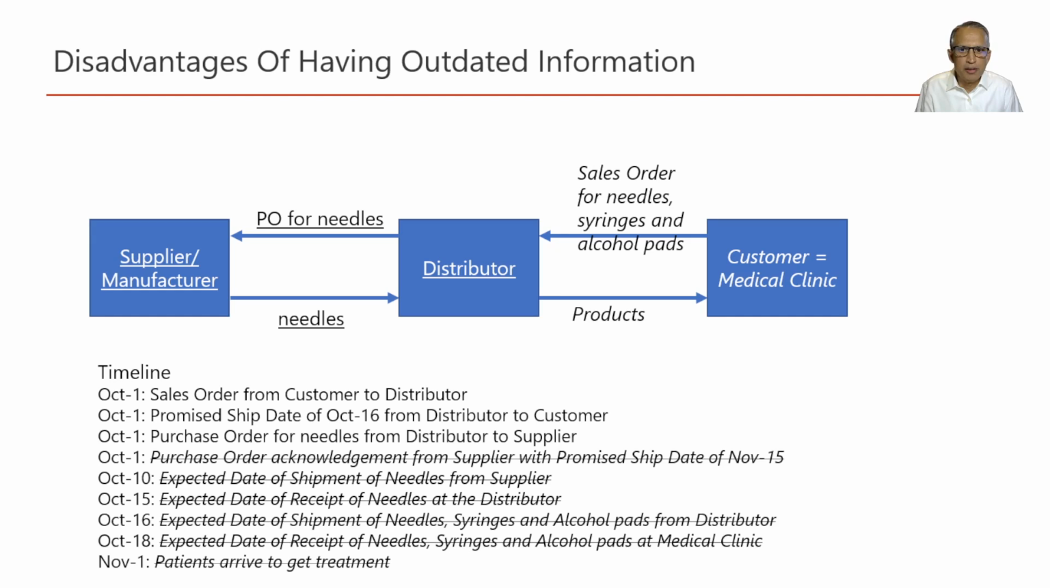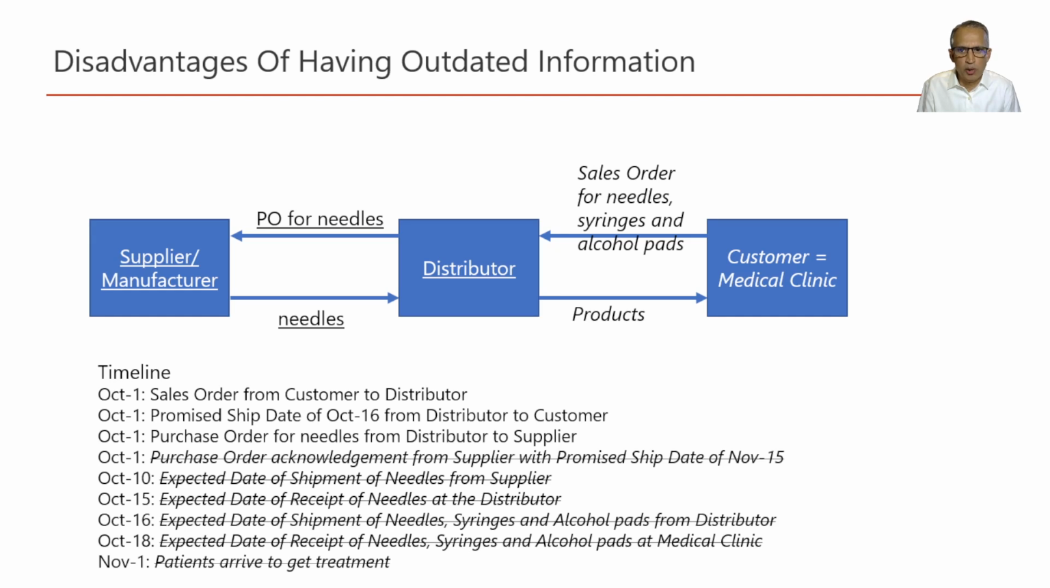Let us assume that we are the distributor. An order for a specific type of needle, syringe, and alcohol pads comes in from our customer, which is a medical clinic running clinical trials where sick patients come in to receive investigational therapy. We, the distributor, have the specific type of syringe and alcohol pads needed for the trial, but not the exact type of needle that is required.